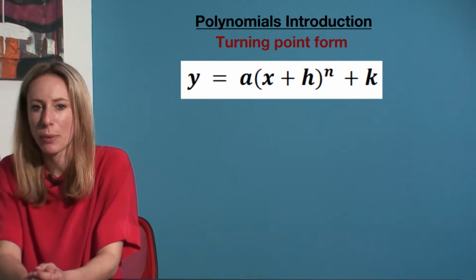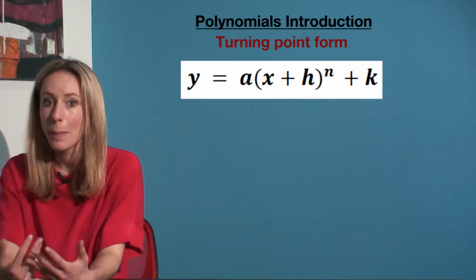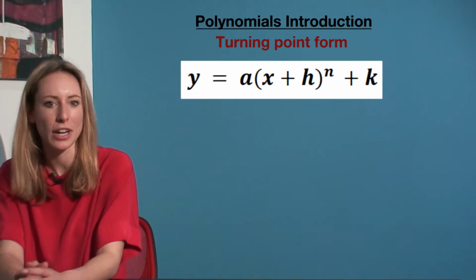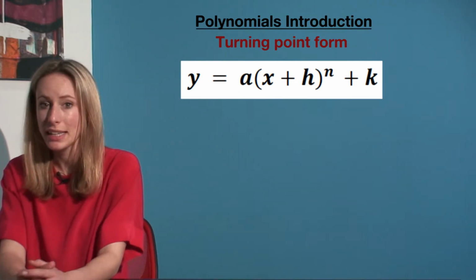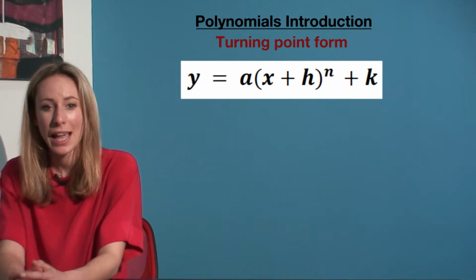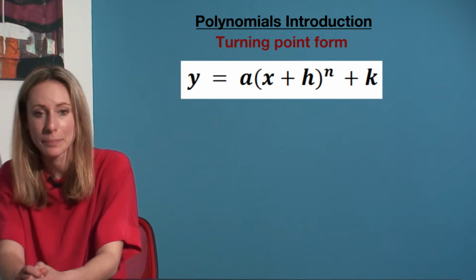Sometimes a polynomial equation may appear in a form similar to the turning point form of a quadratic, but it's not possible to display all polynomials in this form, unlike a quadratic. This form is y equals a times (x plus h) all to the power of n plus k, and it lets us know where the turning point or point of inflection is straight away.